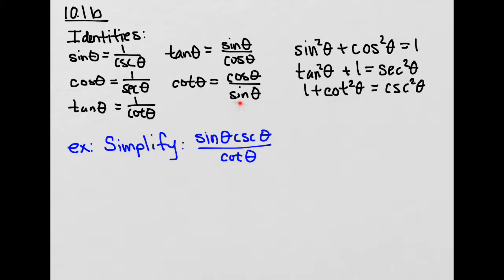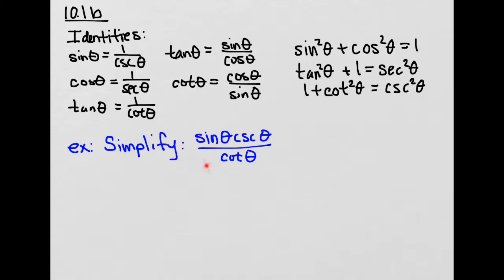So as you do your homework, you might want to have these written out on a separate piece of paper to refer to. So these three right here are the reciprocal identities. These two right here are the quotient identities. And these last three are the Pythagorean identities. And these are all, again, really important to what we're doing today.